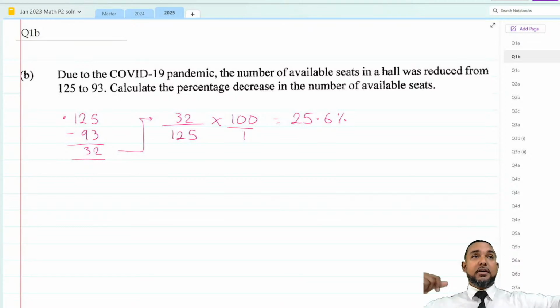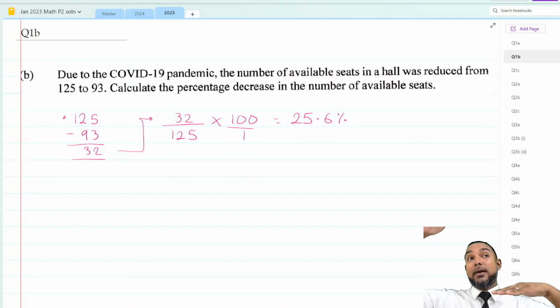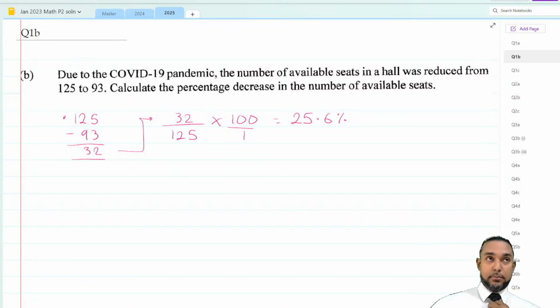All right, ladies, are we okay with part B there? Well, if you're rounding it off, you'll have to round up to 26, because the 0.6 is 0.5 or higher. So remember, once you have 0.5 or higher, you have to round up by 1.